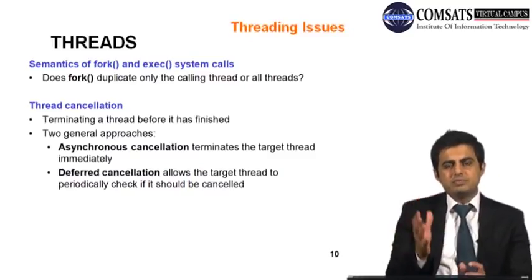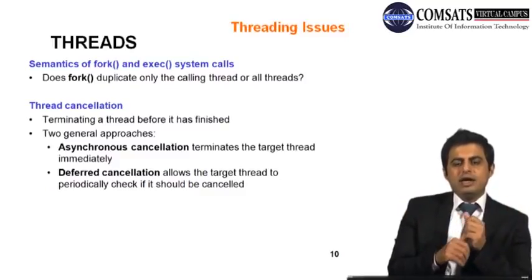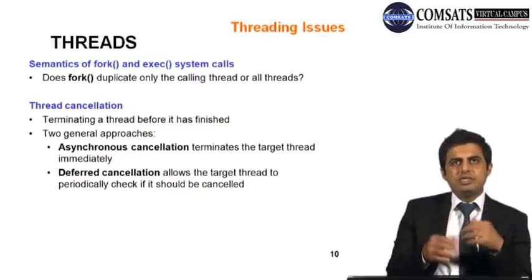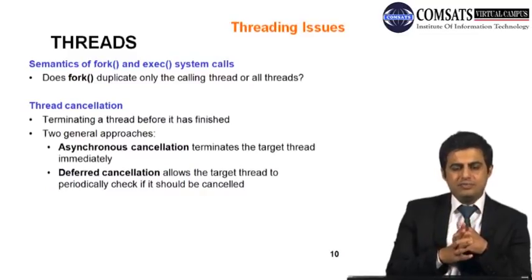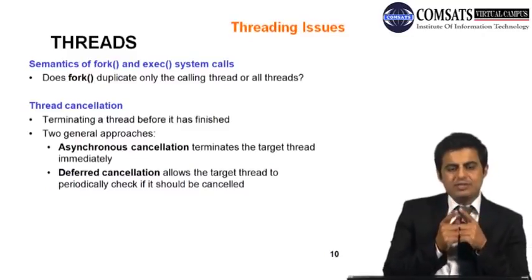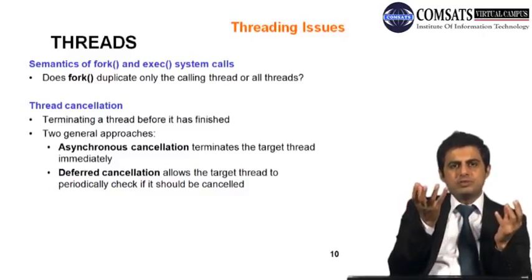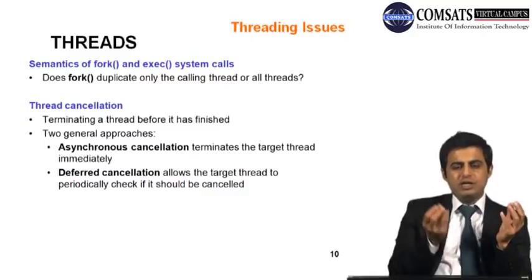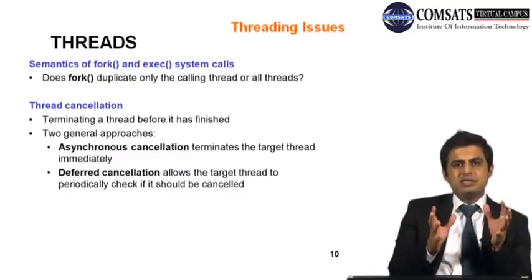So fork method is responsible for taking inputs from a lot of threads and giving it to one kernel. And execution system call is when you are trying to execute a thread. So you call this method and that does it for you. But does fork duplicate only the calling thread or all threads? یہ ایک issue ہے کہ fork میں fork because it's responsible for multiple threads which are going to one thread. So یہ کیا کرتا ہے کہ duplicate کرتا ہے کہ نہیں کرتا۔ Basically sometimes in some operating system it does and in some other operating system it doesn't.